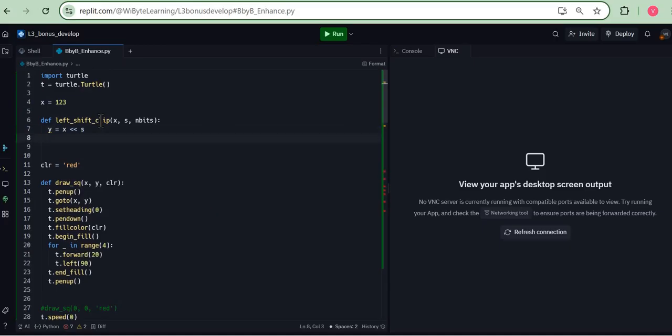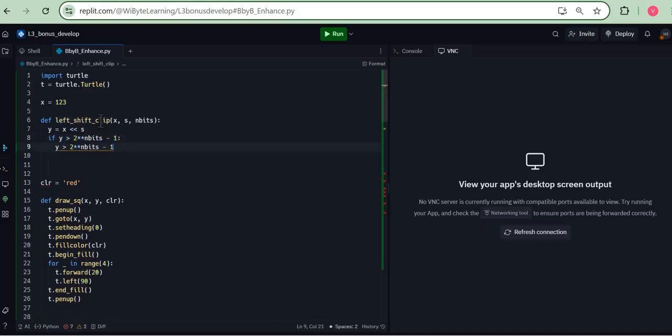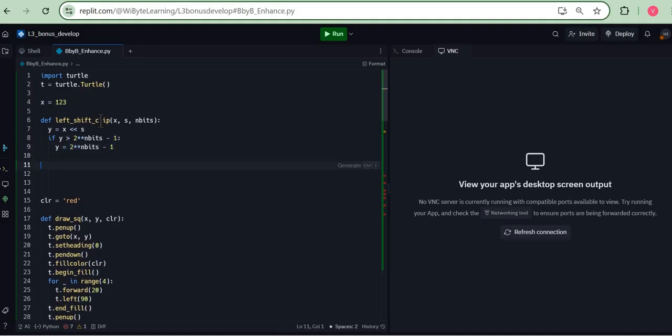And I ask myself a question. If y is greater than 2 to the power of n bits minus 1, because remember, in an n-bit number, the maximum number that I can represent is 2 to the power of n bits minus 1. So for example, if n bits is 8, then this maximum is 2 to the power of 8 minus 1, which is 255. We have seen this before. Now, if this is the case, I'm going to limit my y to exactly this number. It's a little bit like what we did in our highway dash, the speed becoming more than the maximum threshold. I go and limit the speed to the maximum, something like that. So when I do this, I can just return y.